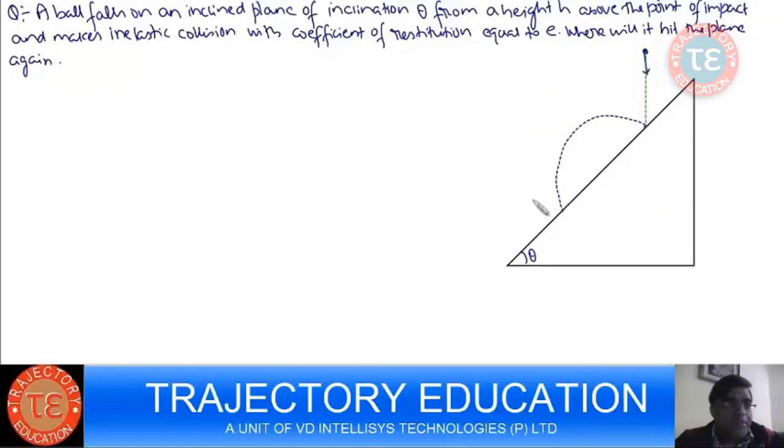See this question. A ball falls on an inclined plane of inclination theta from height h. This is height h above the point of impact, and it makes an inelastic collision with coefficient of restitution equal to e. Where will it hit the plane again? Here, when it comes to hit this plane for the first time, the velocity with which it hits is going to be root 2gh, and then it will rebound, right? This was the velocity with which it hit, and then it rebounds.